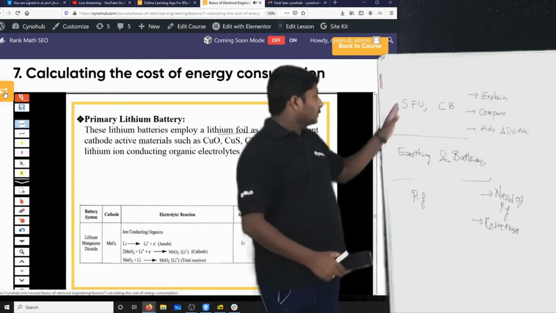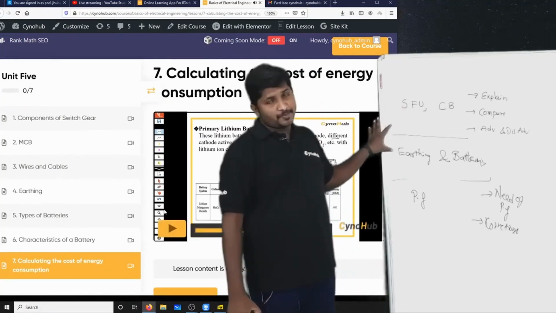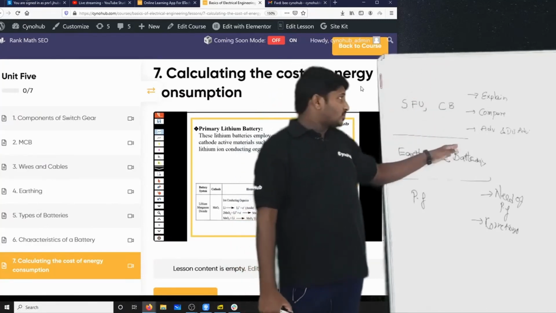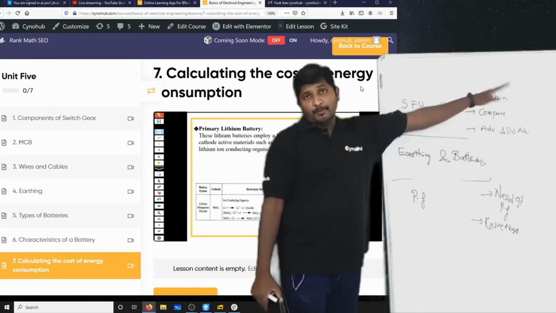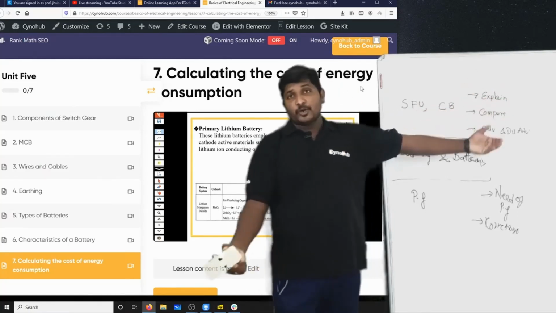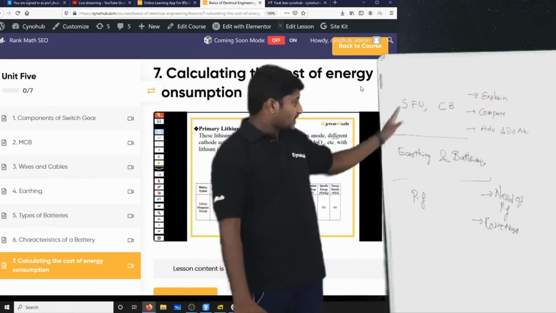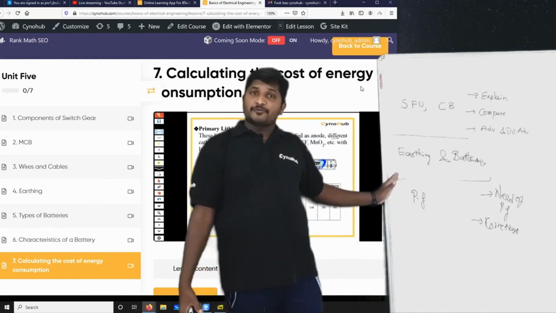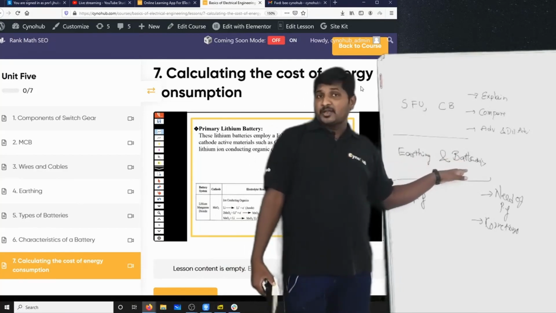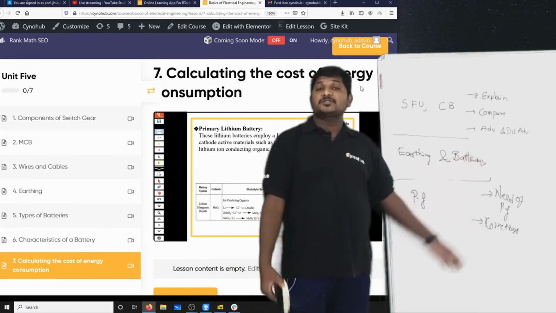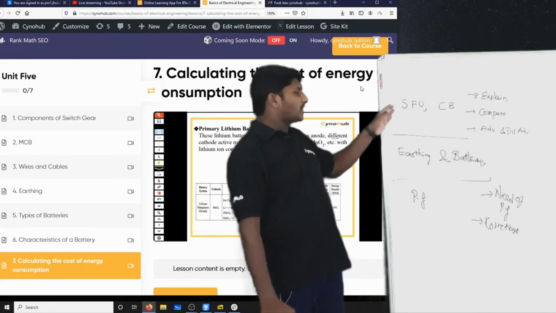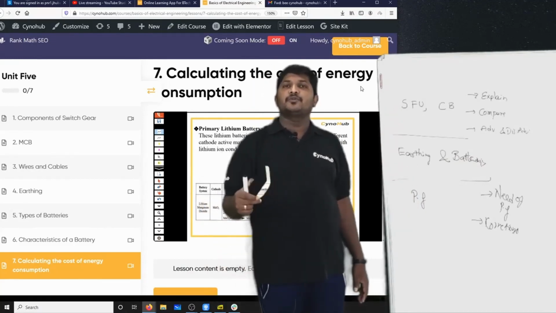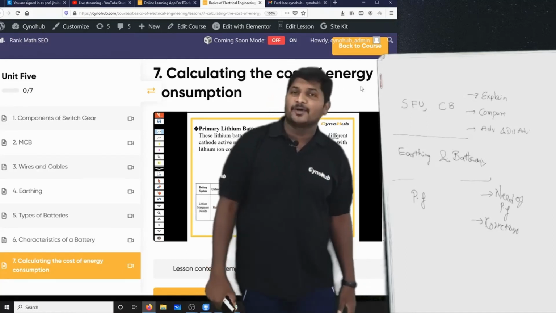So read these two parts, that is switch fuse units and circuit breaker, and model questions are explain the equipment or compare the equipments and its advantages and disadvantages. And here, what is the purpose of earthing, what are the methods of earthing, what are the characteristics of batteries, and what is the classification of batteries with their chemical equations. Please read part number 1 and part number 2, that's it. Definitely you will write one full question from unit number 5.